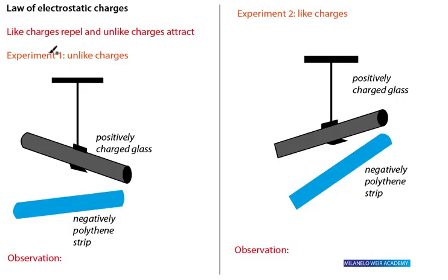So the experiment here, law of electrostatic charges, unlike charges. Again, like charges repel and unlike charges attract. So this is positively charged glass. And this is negatively charged.